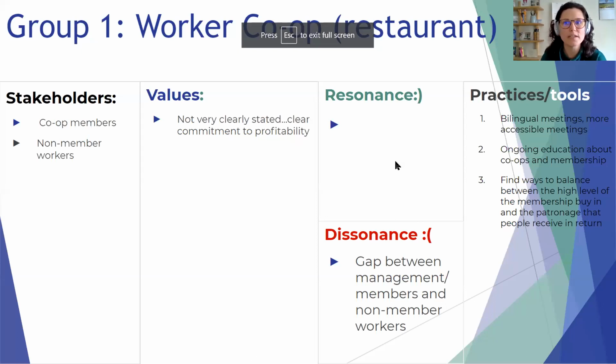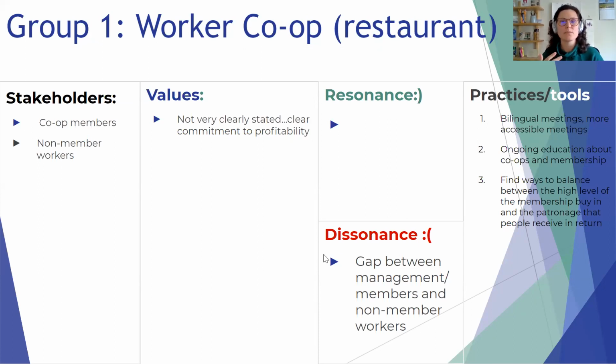So I think those were the two main practices and tools that we identified: start making your meetings more accessible linguistically so that folks from different language groups could participate, make them more accessible in terms of the materials and how they're presented, and then start getting some ongoing education, which I think should happen at all co-ops all the time, so that folks understand the role of members and are encouraged to play that role and to support the cooperative movement as a movement.